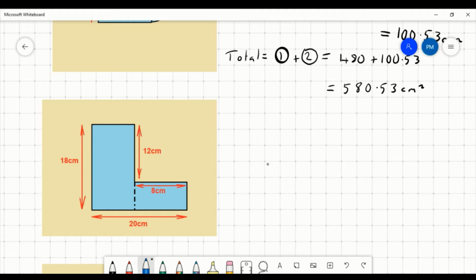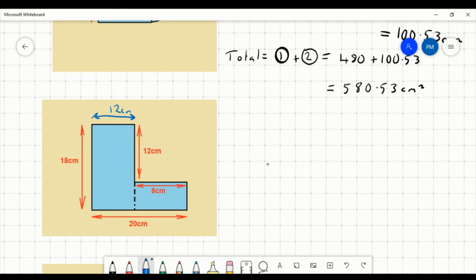So first of all, we need to think about what's the size of our two shapes. We're not actually given this length here, but can we work it out? Well, if this overall length is 20 and this is 8, this length here will have to be 20 minus 8, which is 12. So we know this side is 12. So the area of this is going to be 12 by 8.